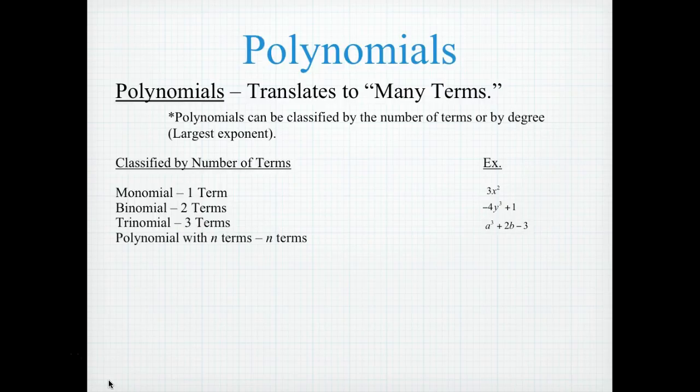Anything larger than three terms is just called a polynomial with n terms. So if there's four terms, we would call it a polynomial with 4 terms or a polynomial with 5 terms. But no special titles after 3 terms.